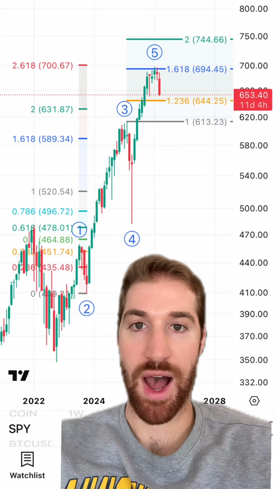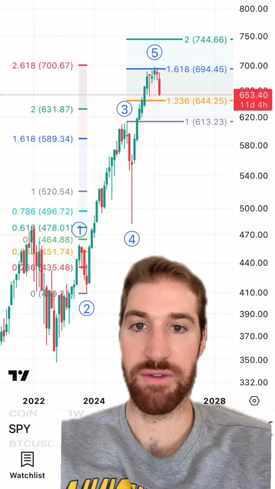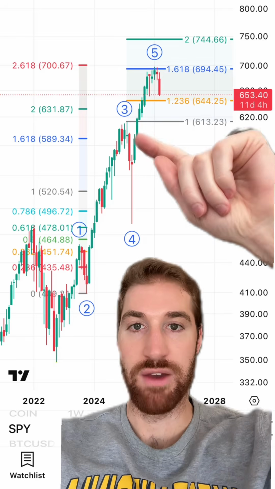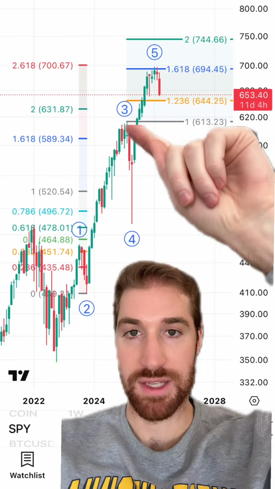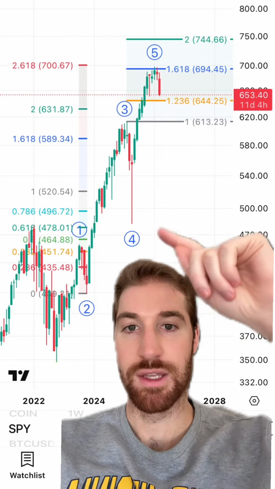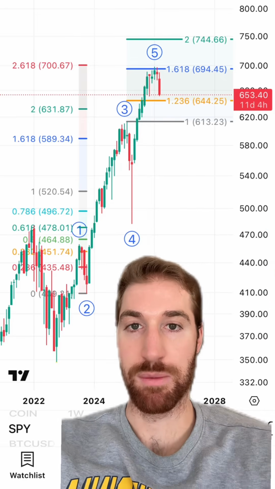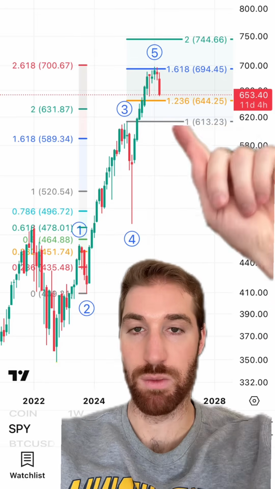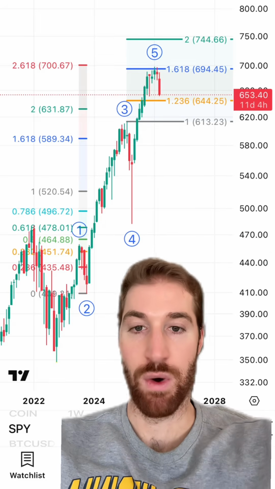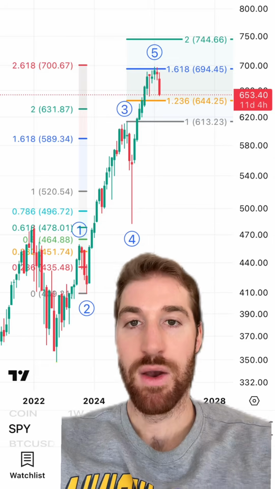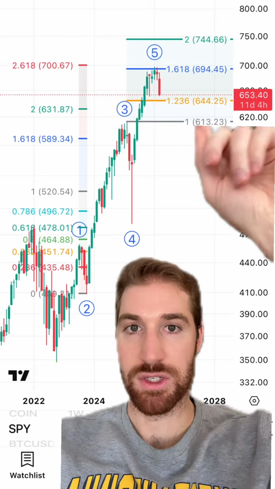Now, for the wave 5, the typical target of the wave 5 is the inverse Fibonacci extension of the wave 4. So you take the fib extension from the top of wave 3 to the bottom of wave 4, and then it charts out these plots. And the wave 5 typically tops at the 1.618 extension, which you can see exactly on SPY. Where did price go? It went right to the 1.618, and we're seeing a decline now. It also can extend to the 2, which is on there at 744.